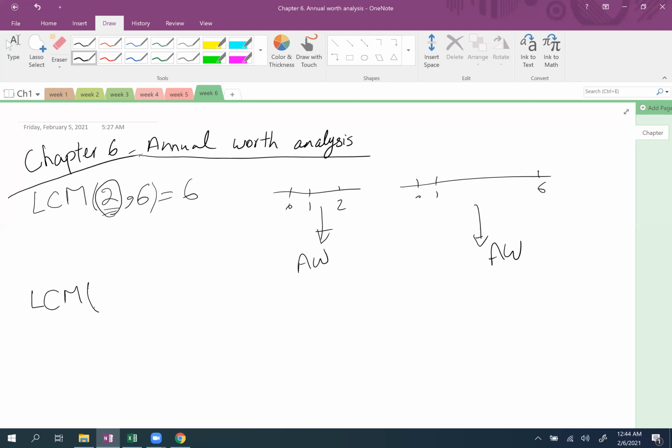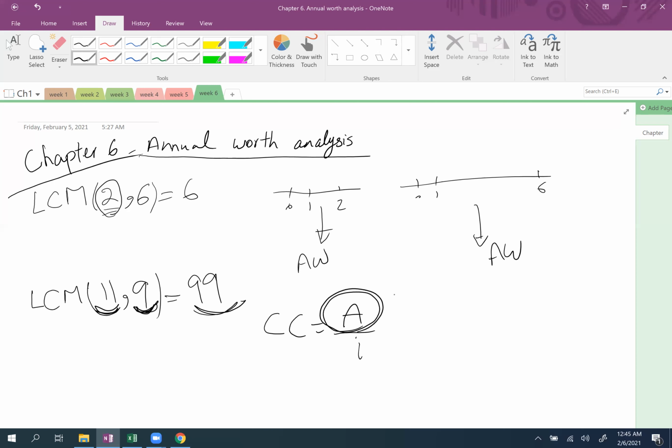For example, let's say if you have two alternatives with lives of, let's say, 11 and 9, what is the LCM? LCM is going to be 99. So it means that you have to repeat this alternative several times until you hit 99. And we said that for large numbers like 99, in order to calculate the capitalized cost, we had the equation A over I. So the question that I have for you is, what's wrong if I want to use A directly instead of dividing that by I?